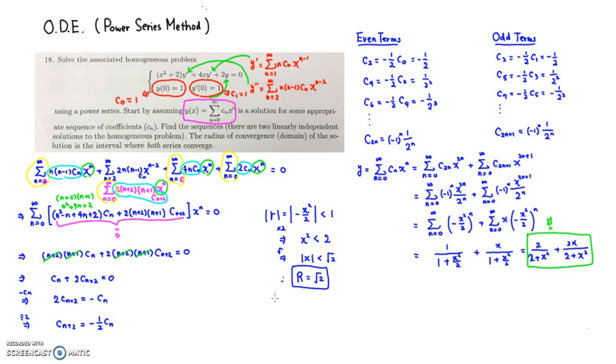So the solution is y equals 2 over 2 plus x squared plus 2x over 2 plus x squared. All right, that's it. I hope that this was clear.